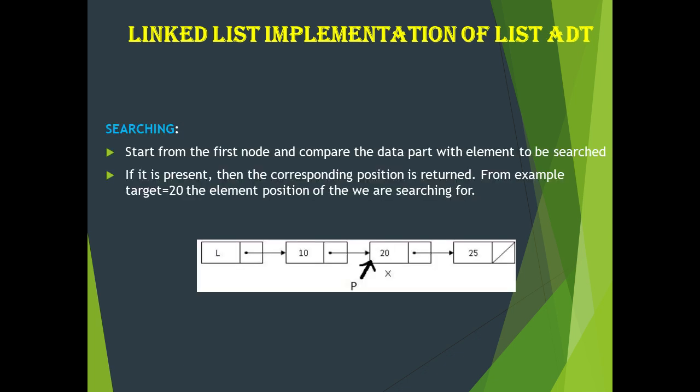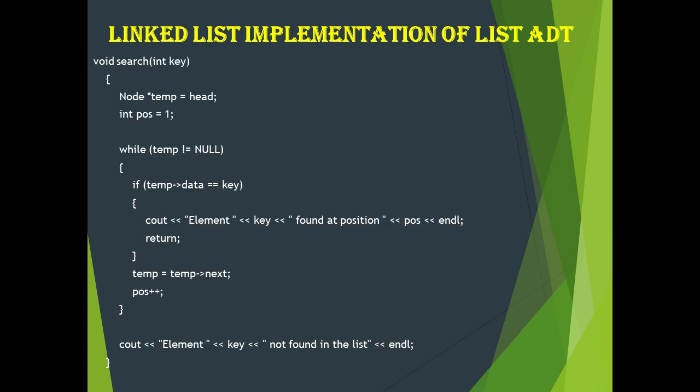In order to search for an element present in the node, start from the first node and compare the data part with the element to be searched. If it is present, then the corresponding position is returned, for example the target 20. In order to search for the element, we have to set the first node's address to temp. For that, we have to check whether the first address is not equal to null. If the address is not equal to null, we have to check the data part with the element we want to search, the key. If it is present, we print that the element is found. Otherwise, we move to the next node by setting temp equal to temp's next, and by incrementing the position, we proceed with the same procedure again and again until the element is found.